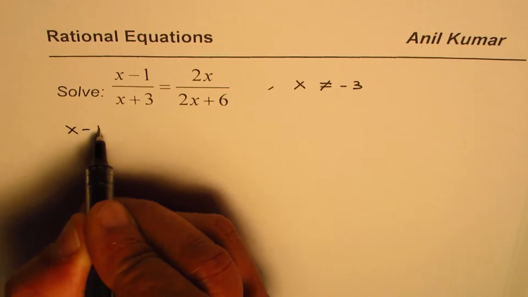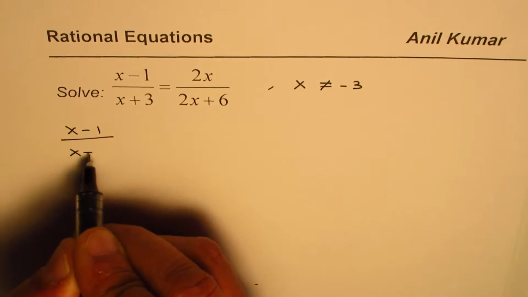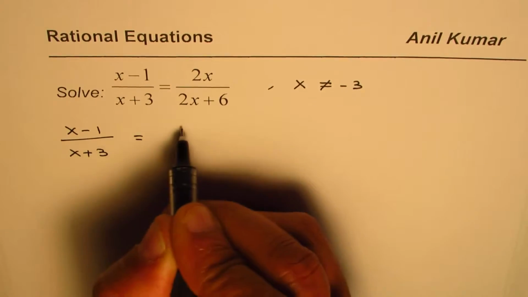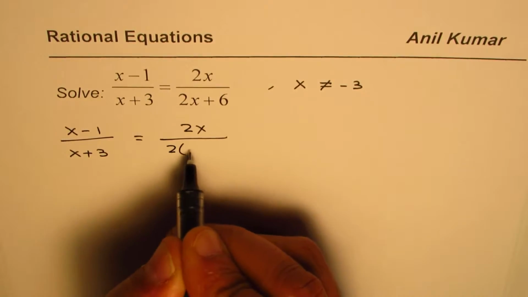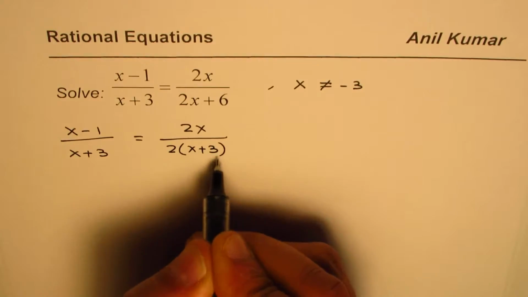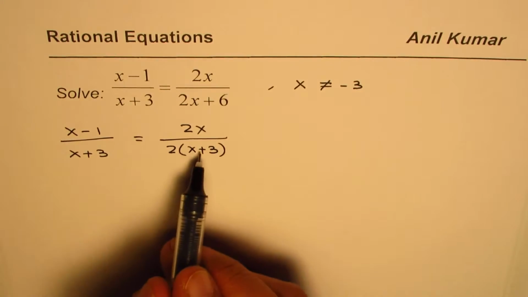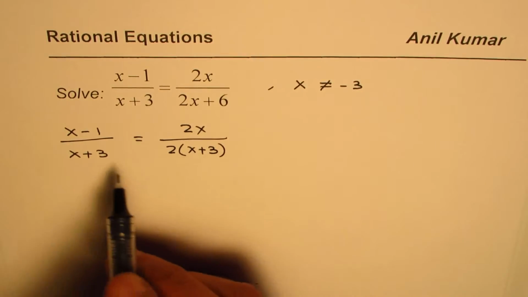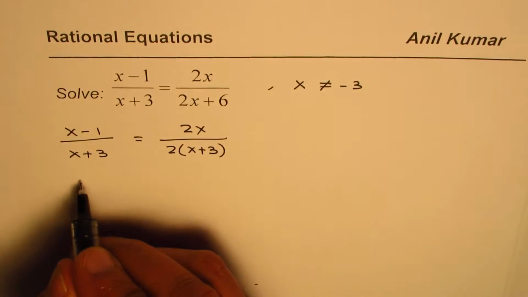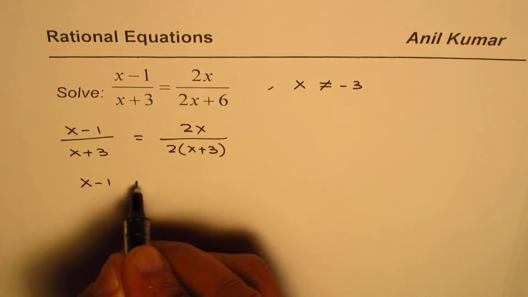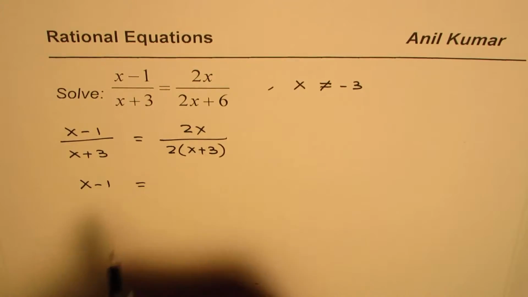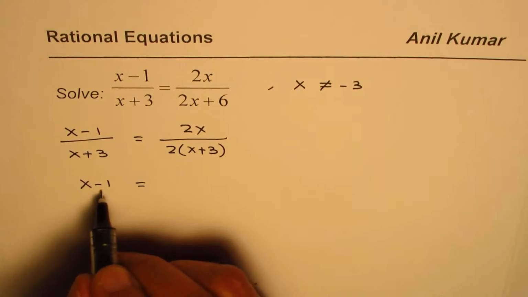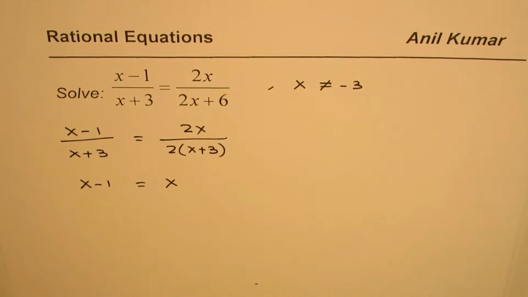So we have (x - 1)/(x + 3) equal to 2x over... We can take 2 common here, so we get 2 times (x + 3). Now we have x + 3 in the denominators, which we can cancel. So we have x - 1 equals, and as you can see, 2 and 2 also cancel out, so we get x - 1 equals x, right?